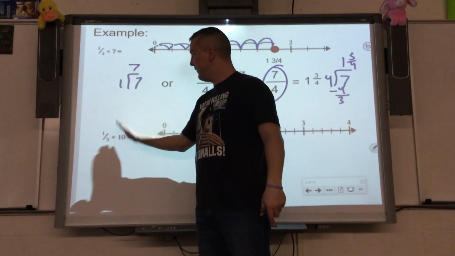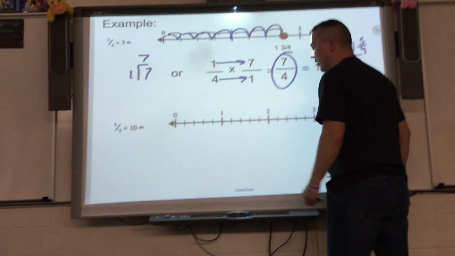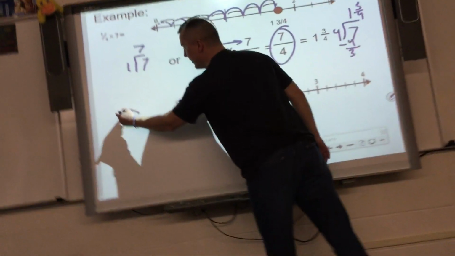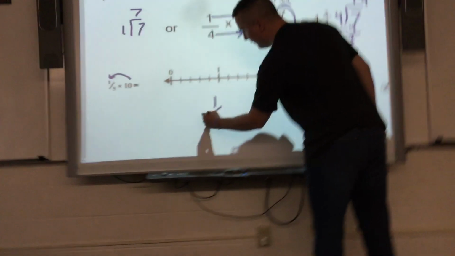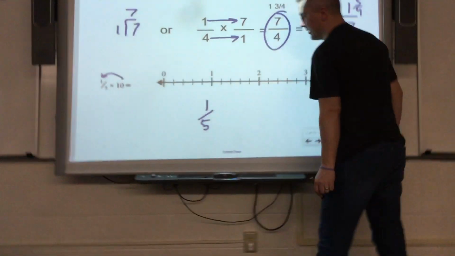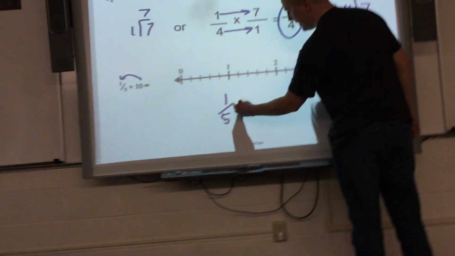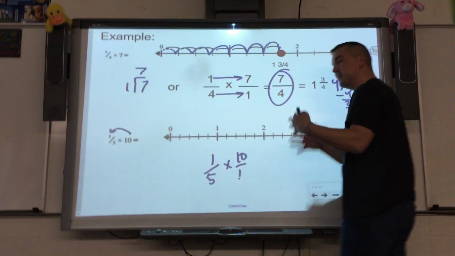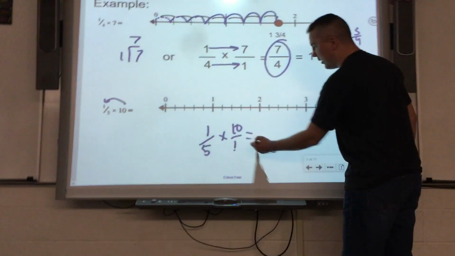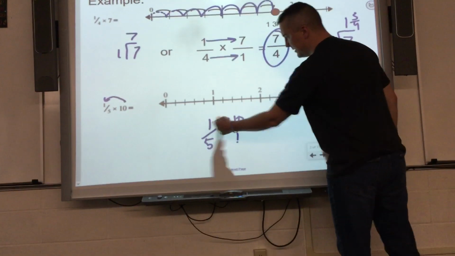We're going to go 1/5 of 10, or I have 10 groups of 1/5. Well, I go 1/5 times, remember, it's 10 over 1. 10 divided by 1 is 10. That's why I'm setting them up this way. When I multiply straight across, I get 10 over 5.